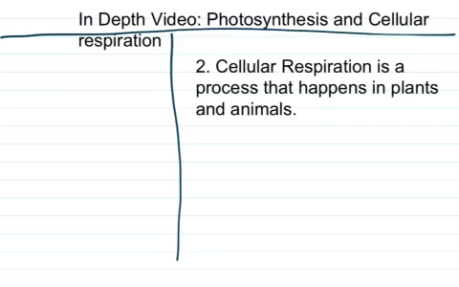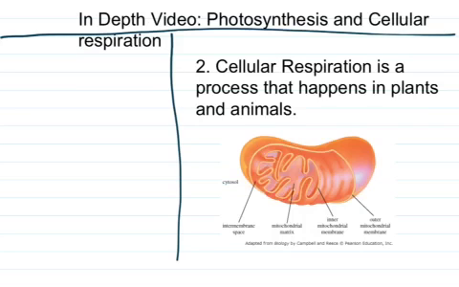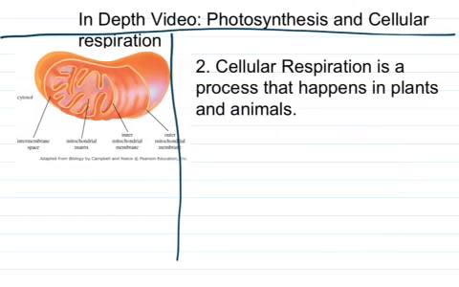For number 2, write: cellular respiration is a process that happens in plants and animals. Remember that the mitochondria are the ones that break down the sugars or glucose molecules, and that happens inside the mitochondria. Plants have mitochondria, so do animals. Plants make their own sugar, and then they keep it in their vacuoles, and when they need energy to grow, they break it down so they can carry out processes like growing. Go ahead and draw that picture on the left.